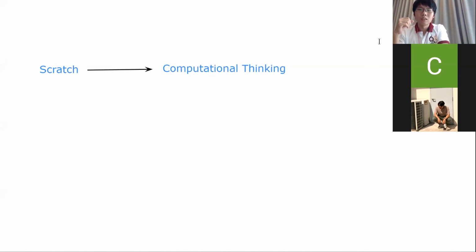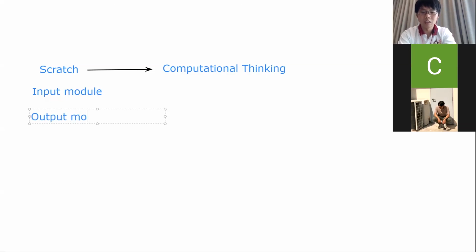So right now, from now on until the end of the class, I'm going to try to translate what you have done in Scratch into C language code. For example, in Scratch, you have the input module and the output module, right? So I'm going to open one window of Scratch, then we can switch and see.